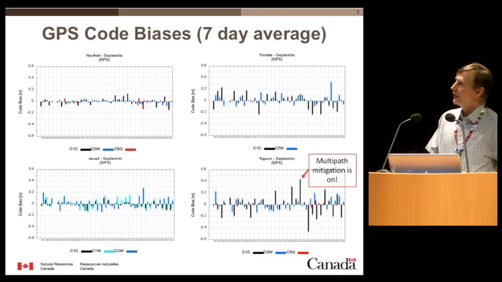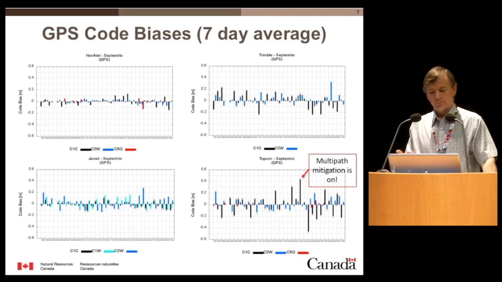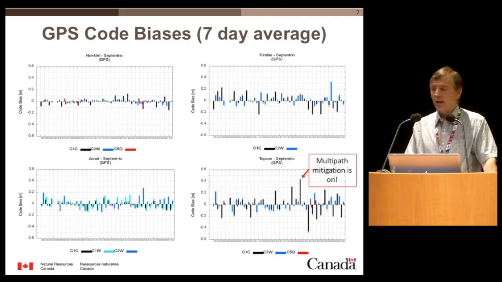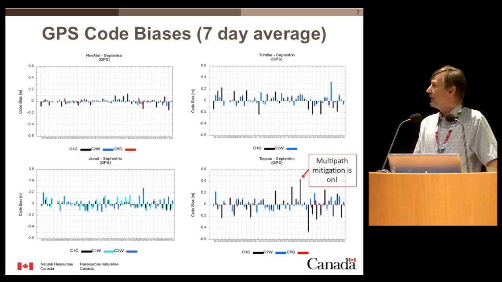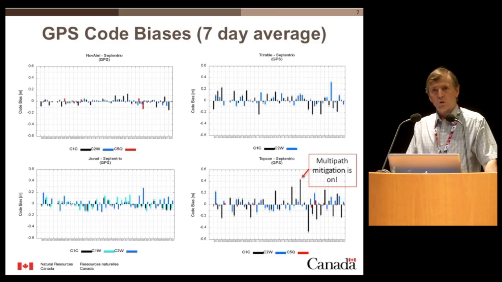And the Javad and Septentrio are very compatible receivers. They're P1, P2 tracking receivers. And you can see that there are still some significant differences. And then we had a configuration error with the Topcon NetG5 where we had C/A code multipath mitigation turned on, so we have large biases there.